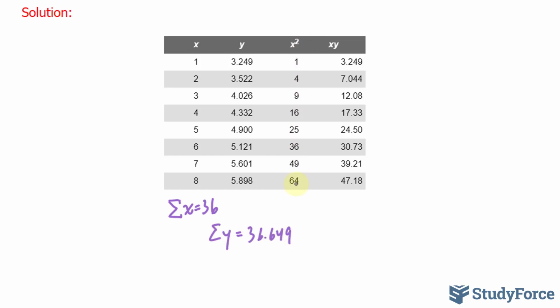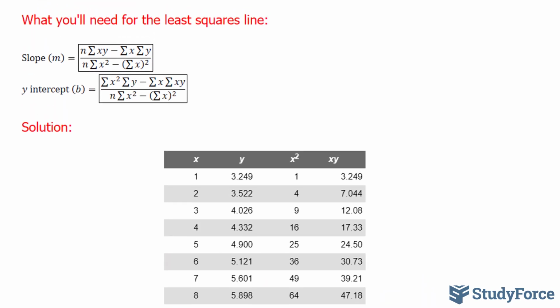The sum of all of these numbers, and feel free to use your calculator for this, I'll represent it as sum of x squared is equal to 204. And the sum of all of these, which I'll represent as sum of xy, is equal to 181.316. Now I have everything I need to substitute into my two formulas. The only thing that's not defined yet is n, and n represents the number of rows here, in our case. So n is equal to 8.